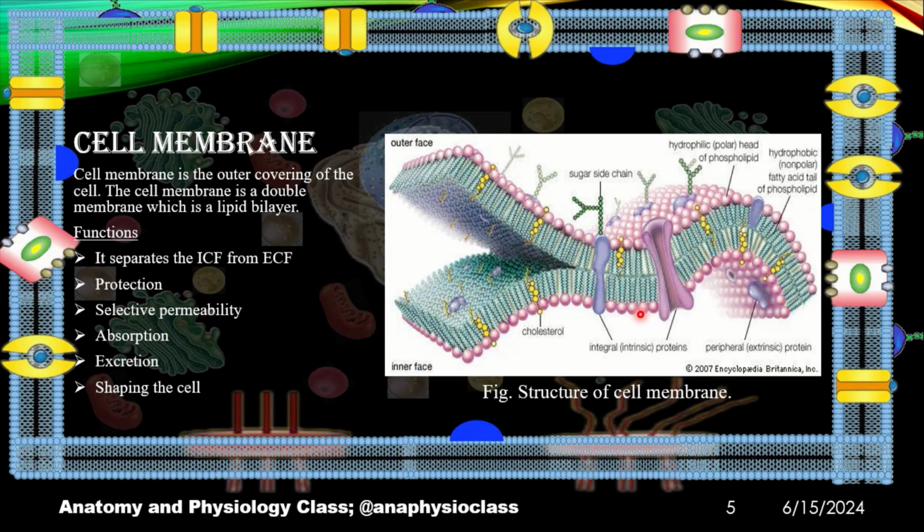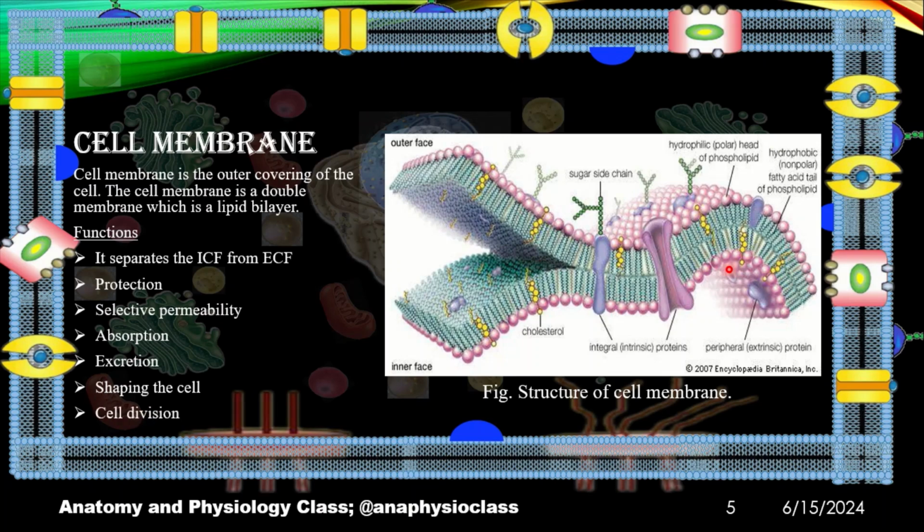And shaping the cell. The cell membrane is responsible for providing the shape of the cell. Even though the cell membrane is not the only component of the cell responsible for this, there is some contribution of the cytoskeleton, which we are going to see later. So the cell membrane is responsible for giving rise to the shape of the cell.